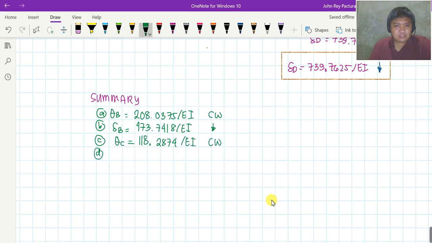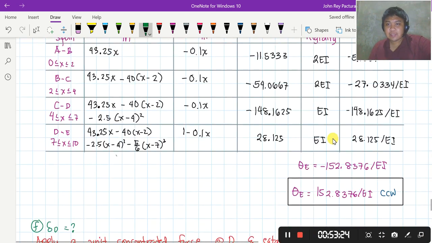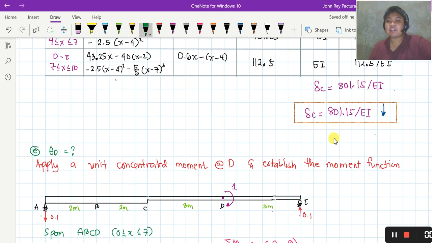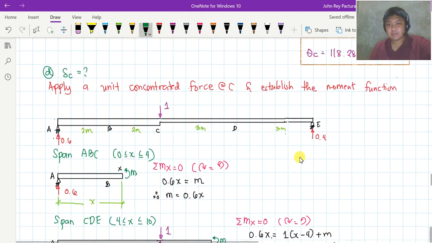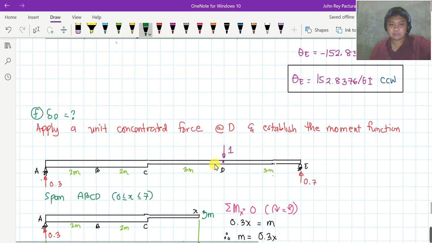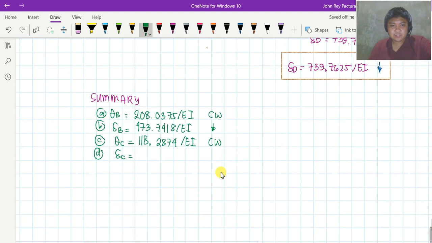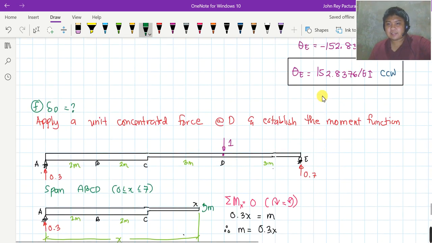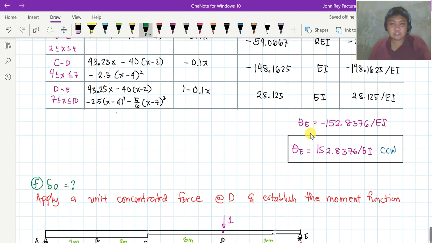Yung pang-apat na tanong, class, is the deflection at C, and yung na-compute natin na deflection doon ay ilan siya? Ito, 801.15 over EI na downward. Okay? Lagay natin 801.15. And again, downward siya. Yung panglimang tanong is the slope at D. So, yung slope natin at D, class, is equal to, hindi siya slope at D lang ito. Nagkamali lang ako ng nasulat na letter. So, this must be slope at D.